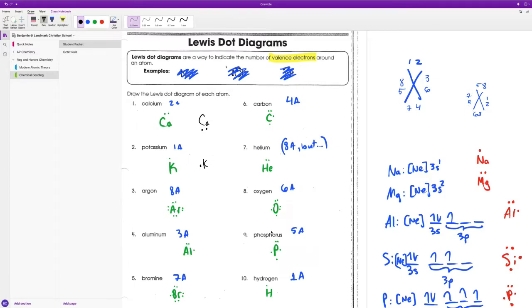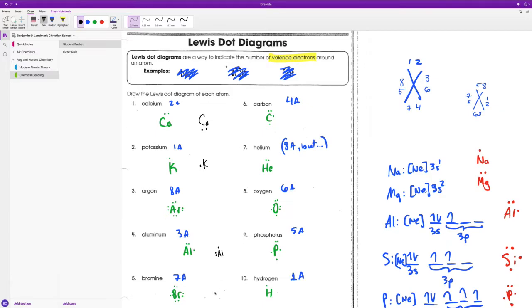Okay, so even for something like aluminum, this is how I drew it on the key, but you could start it like here, 1, 2, and then even put the third one over here or something like that, and that's fine. Okay, the first two get paired up though.